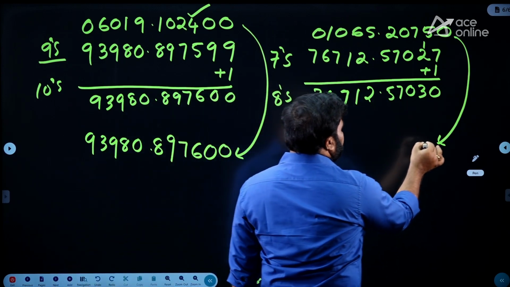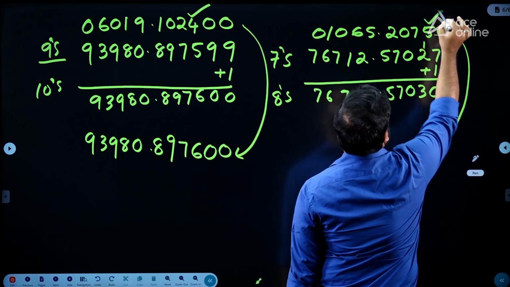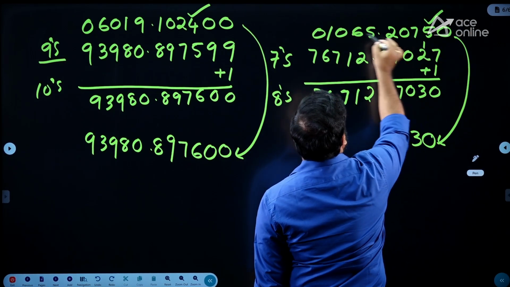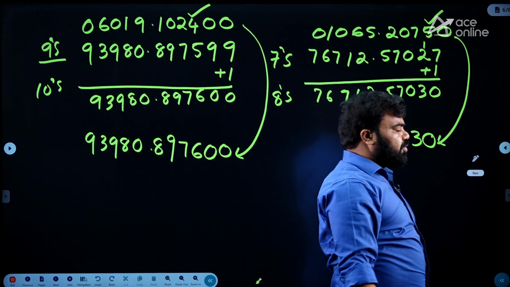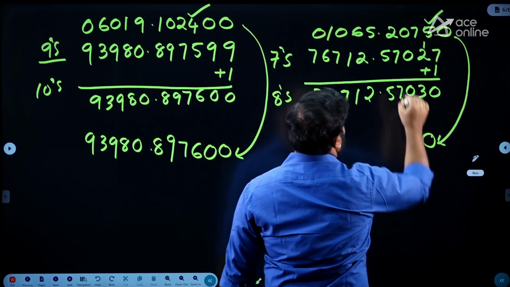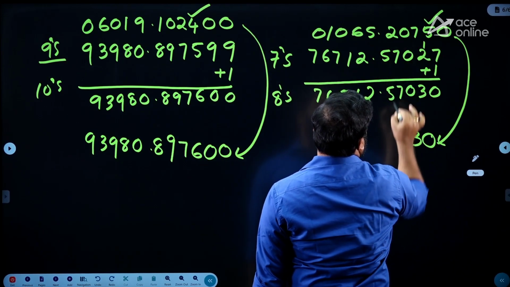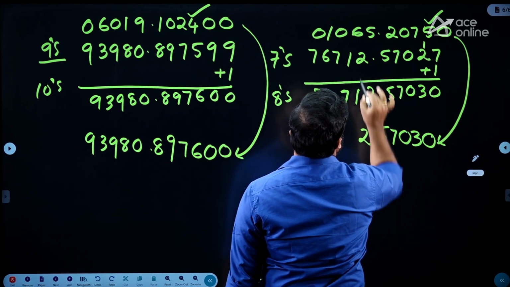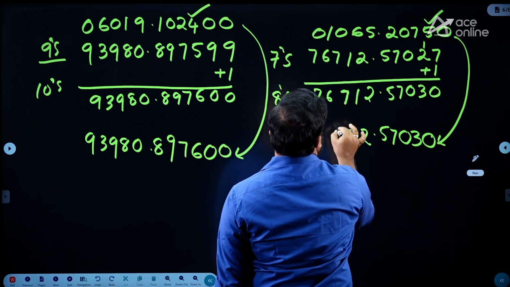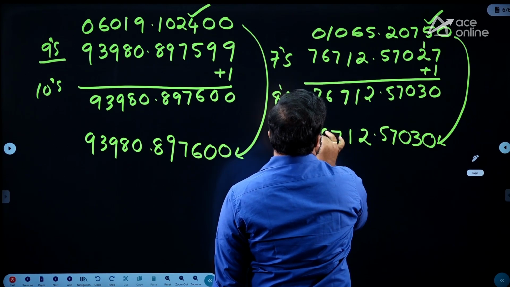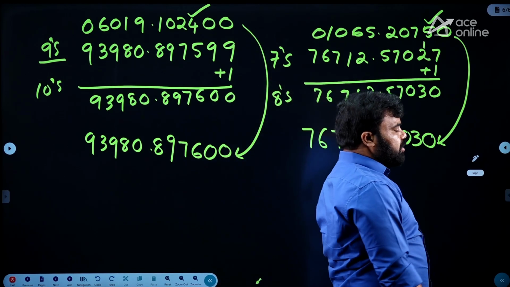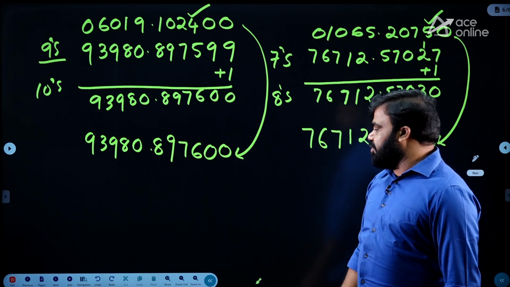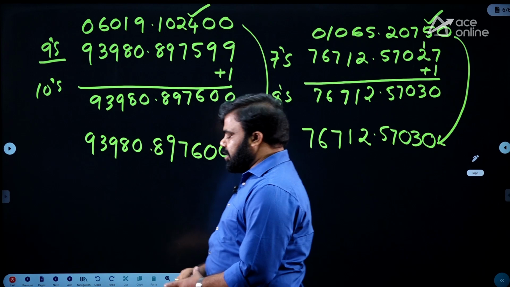Least significant 0 stays as it is. The first non-zero digit should be subtracted from r, which is 8. 8 minus 5 is 3. The remaining digits should be subtracted from r minus 1, which is 7. So, what do we get here? 7 minus 7 is 0. 7 minus 0 is 7. 7 minus 2 is 5. 7 minus 5 is 2. 7 minus 6 is 1. 7 minus 0 is 7. 7 minus 1 is 6. 7 minus 0 is 7. So, this is another way of getting r's complement of a given number.